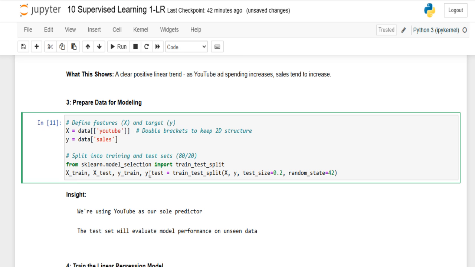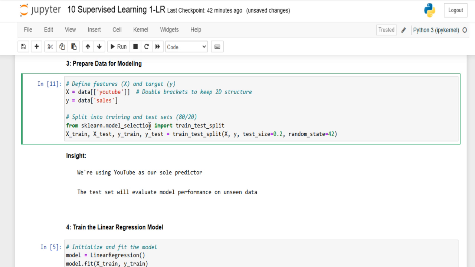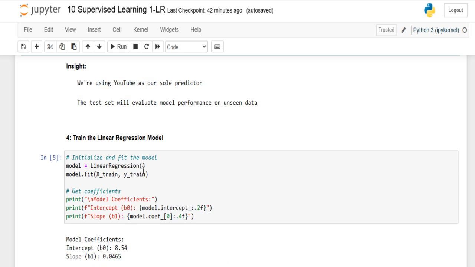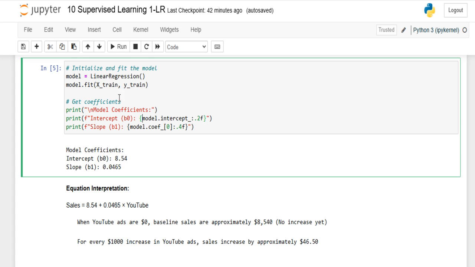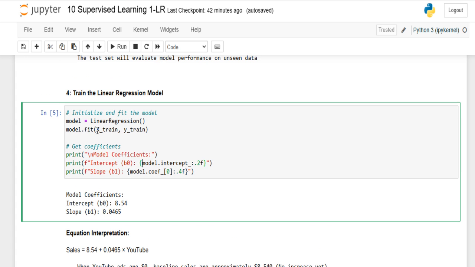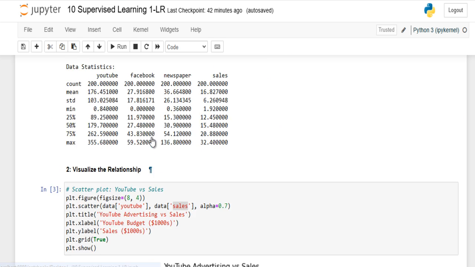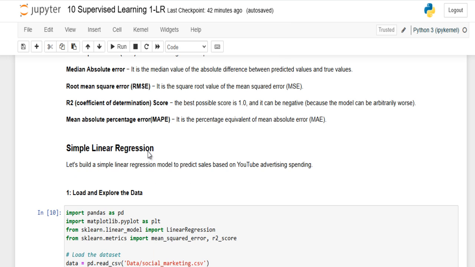If I run this now, nothing shows yet because we are trying to predict. Now the model is using YouTube as a sole predictor. You can change it to another one, and we evaluate model performance on unseen data, which is our test data. So let's do the training, which I have run now. Don't forget this particular one has been called up here.